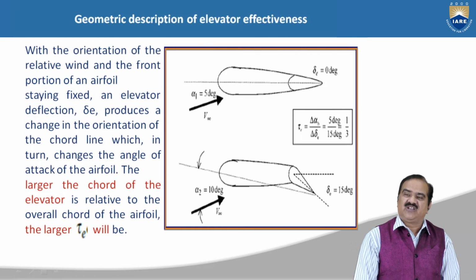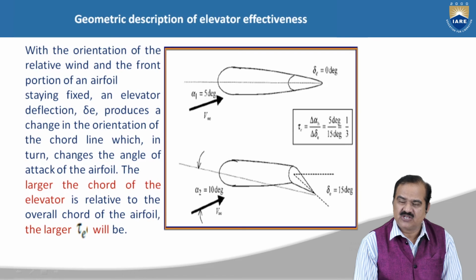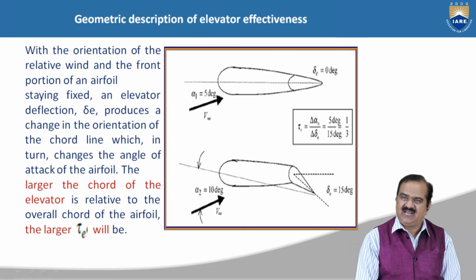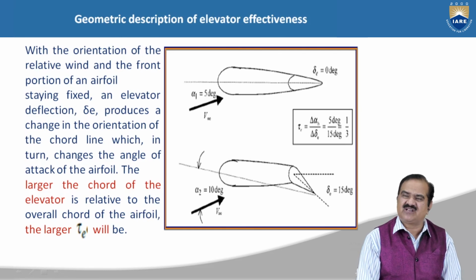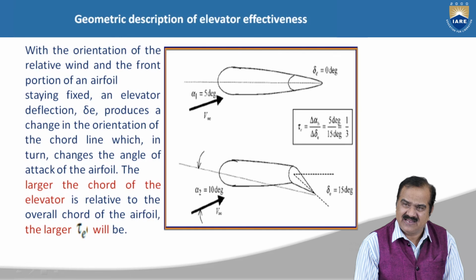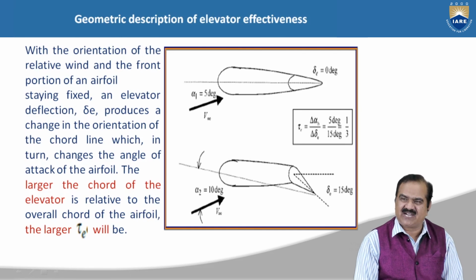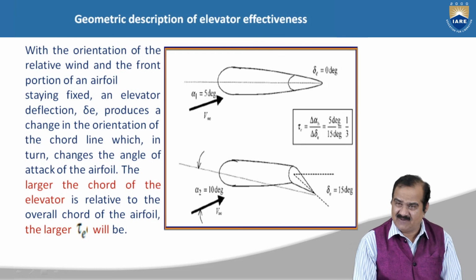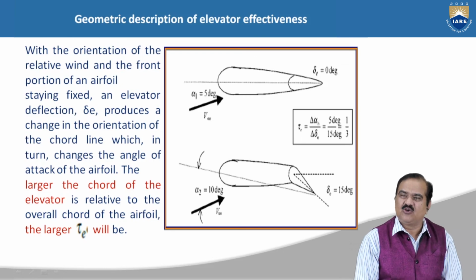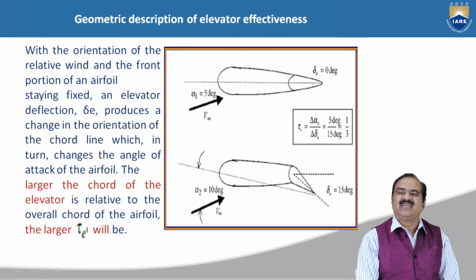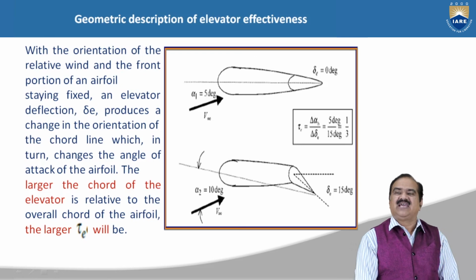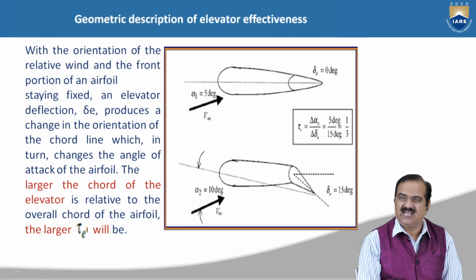So if we have deflected the elevator down, the angle of attack is also changed. In the first figure, the angle of attack alpha 1 is 5 degrees at zero deflection of elevator. In the second diagram, the elevator is deflected to 15 degrees, however we have not changed the angle of the horizontal stabilizer. But in the diagram, you will see that there is a change from 5 degrees to 10 degrees in the angle of attack of the tail stabilizer or horizontal stabilizer.